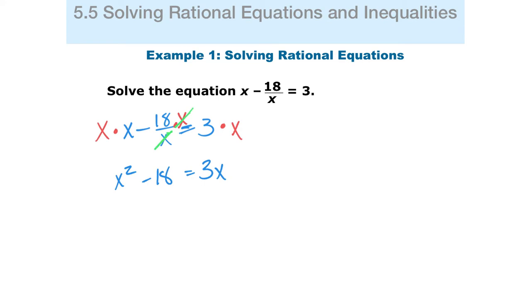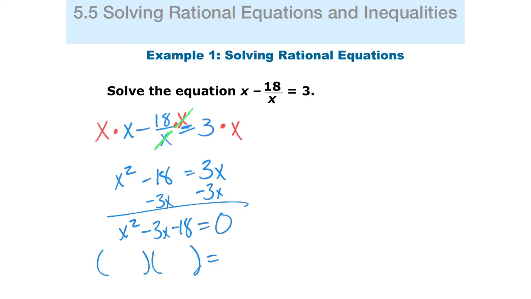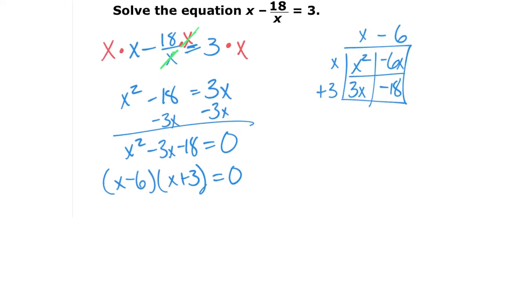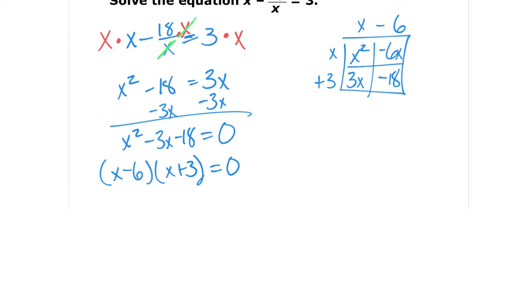Now I notice that I have an x squared term and an x term. I'm thinking quadratics, and I remember that to solve quadratics, we need to get this equal to 0. So I subtract 3x from both sides. I get x squared minus 3x minus 18 equals 0. Going back to quadratics, I'm going to solve this by factoring. Now that I solve this, I have x minus 6 times x plus 3 equals 0. So I know that x is going to be 6, or x can be negative 3.